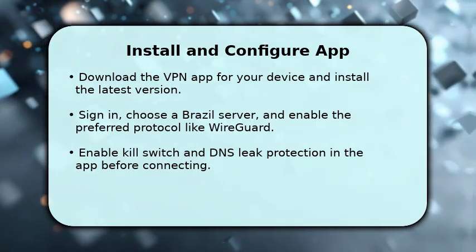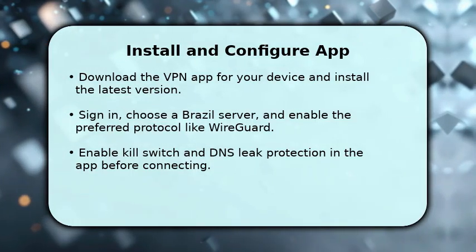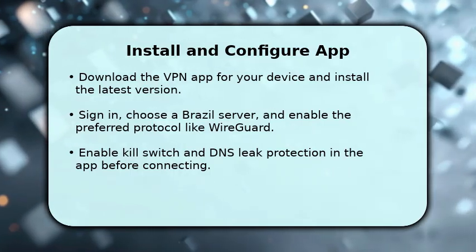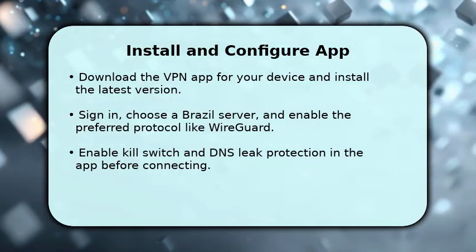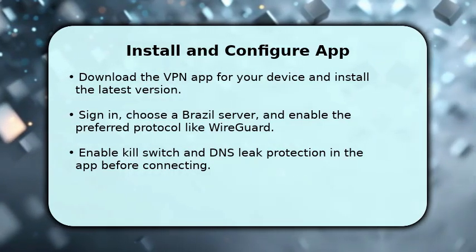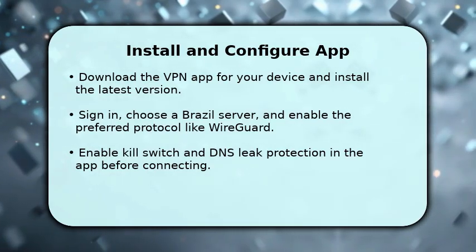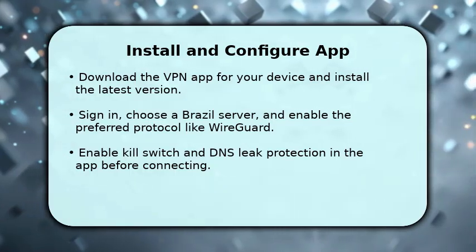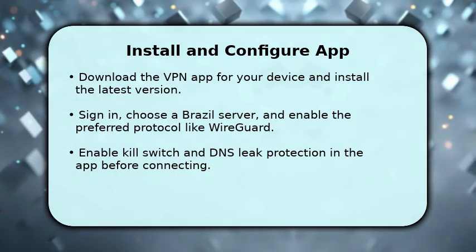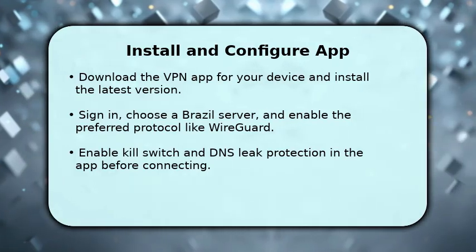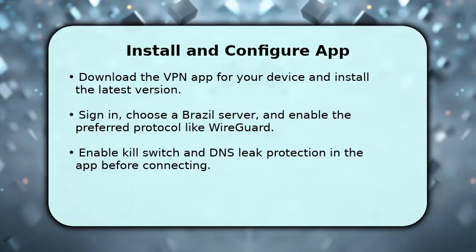Open the app and sign in using your account credentials or create an account. Navigate to the server list and select a server located in Brazil. Choose WireGuard or OpenVPN as your preferred protocol for speed and security. Enable the kill switch and DNS leak protection in the app settings before you connect. Save the configuration and prepare to connect securely.